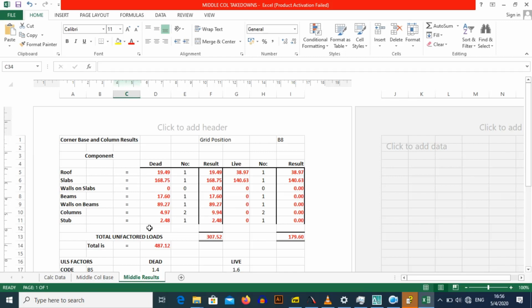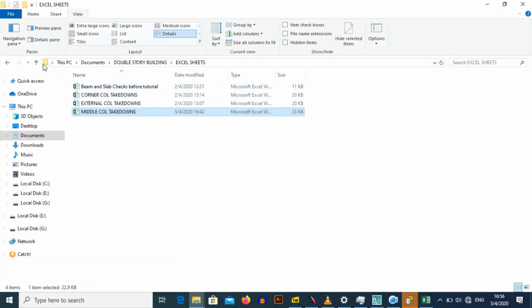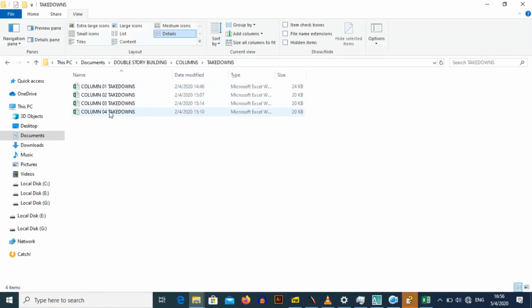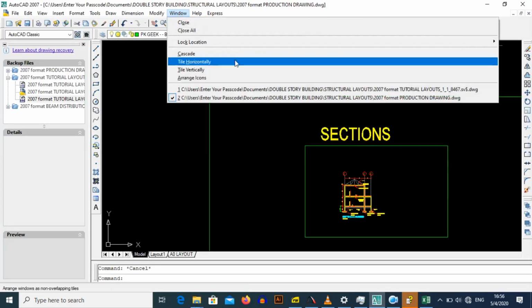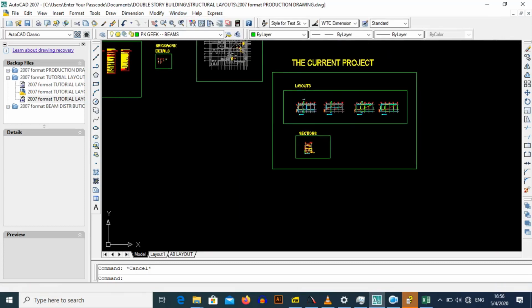This is where we're going to do it. So we've done it for the middle column. We're going to do it for all the rest of the columns, but I think I've already done them. Yes, I already did them. I'm quite sure I did. Yes, I did the takedowns for column 1, column 2, column 3, and column 4. You don't really need to do it for the entire building, you just need to do it for the same columns, which most probably are just going to be the same.